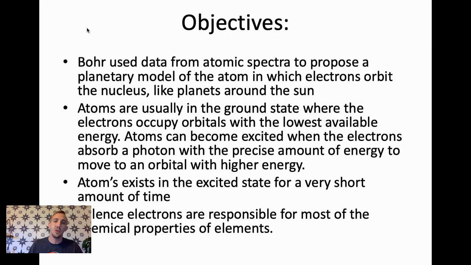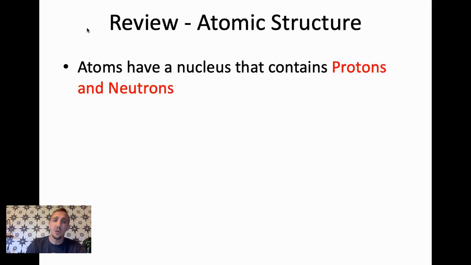So your objectives: Bohr used data from atomic spectra to propose planetary models of the atoms, in which electrons orbit the nucleus like planets around the sun. Atoms are usually at a ground state, where the electrons occupy orbitals with the lowest available energy. Atoms can become excited when the electrons absorb a photon, or an energy particle, with the precise amount of energy to move to an orbital with a higher energy. Atoms exist in an excited state for a short period of time, and valence electrons are responsible for the chemical properties of elements, okay? So just a little review.